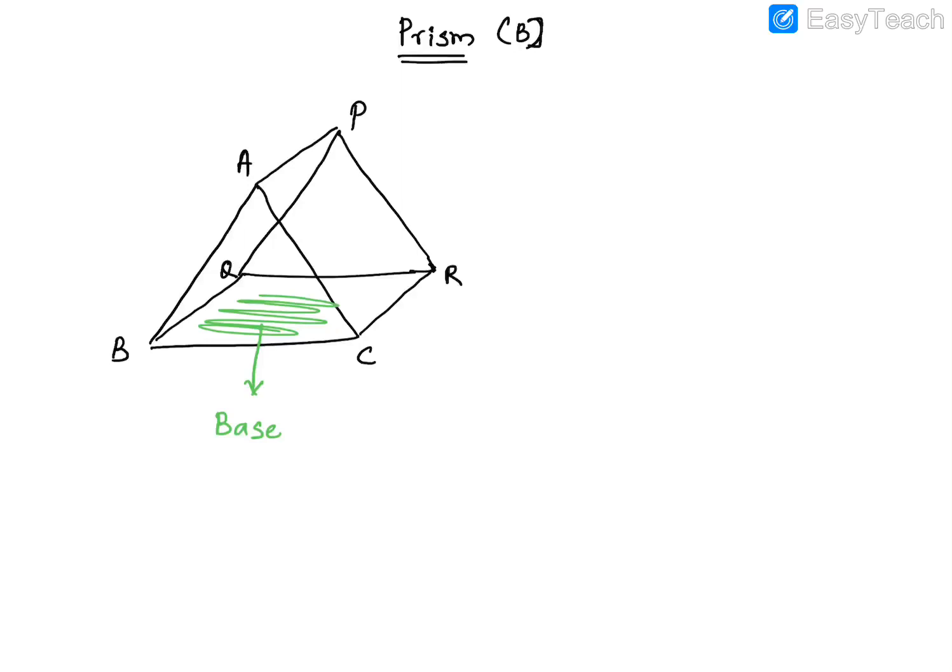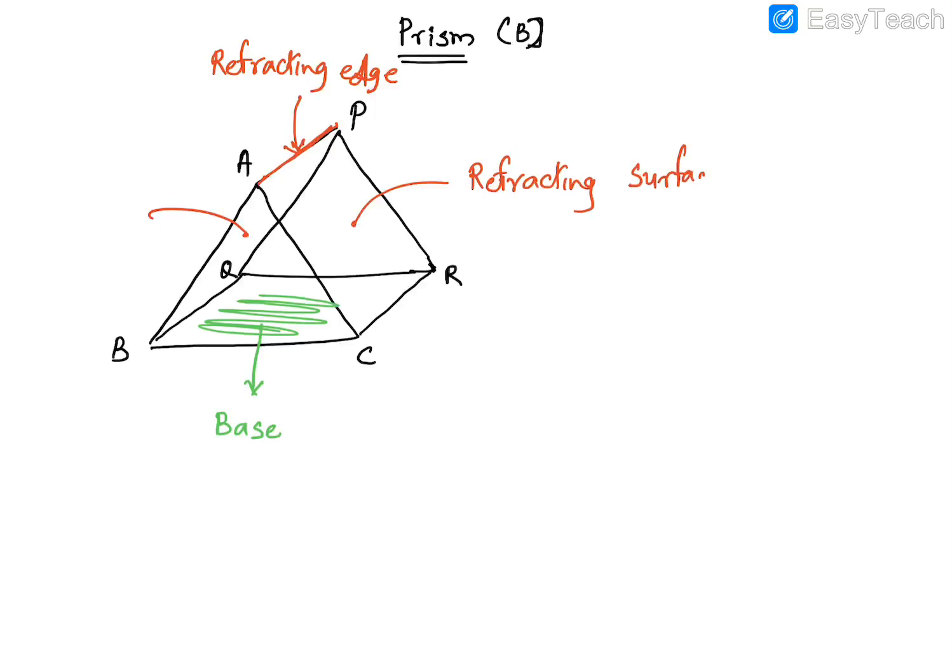Then AP, this side, is called the refracting edge. We know it as an edge, but here we call it a refracting edge, because this is the line formed by the intersection of these two planes. These two planes are called refracting surfaces, because light will enter from one and exit from the other. That's why they are called refracting surfaces.